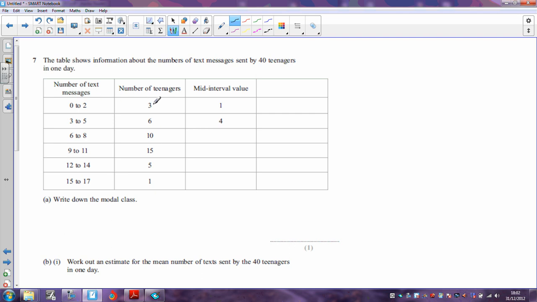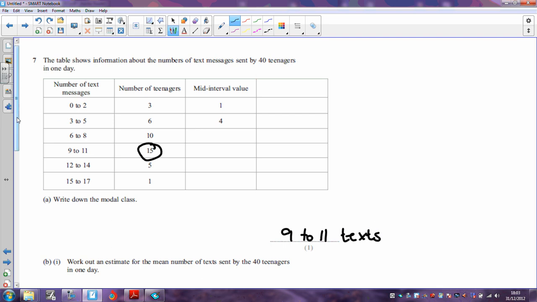And if we look at the number of teenagers sending the various numbers of messages, look for the highest number here, which is 15. 15 students sent between 9 and 11 texts. So in other words, the modal class is 9 to 11. And you should really write texts there.